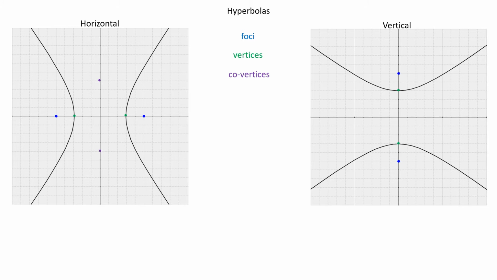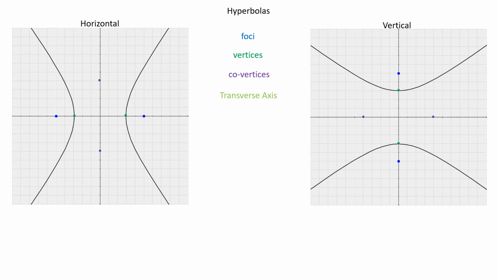We have covertices. Now, these covertices, kind of like an ellipse has covertices, but notice these covertices aren't actually even on the hyperbola. They're not on the graph at all. They do have meaning. We're going to use them and see what they are, but they're not actually part of the graph, which is kind of weird.